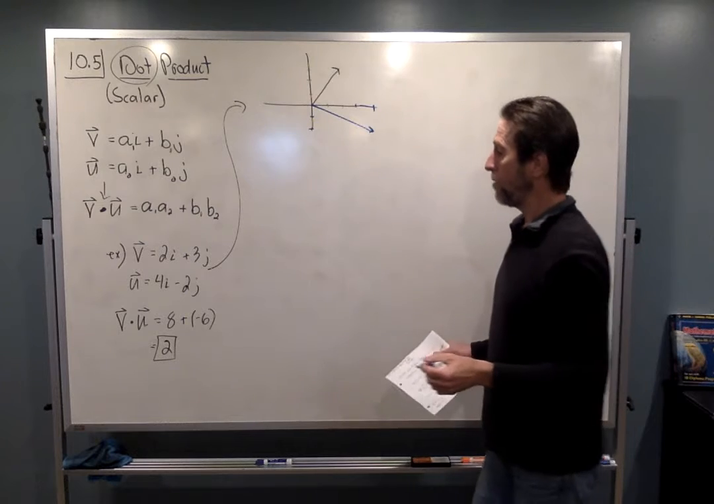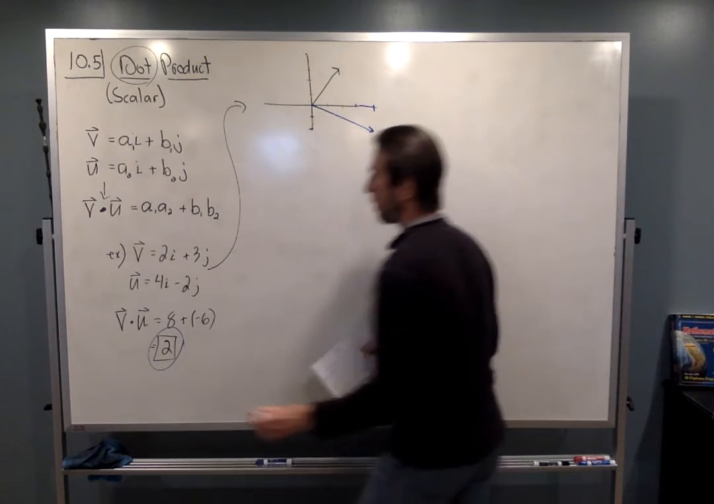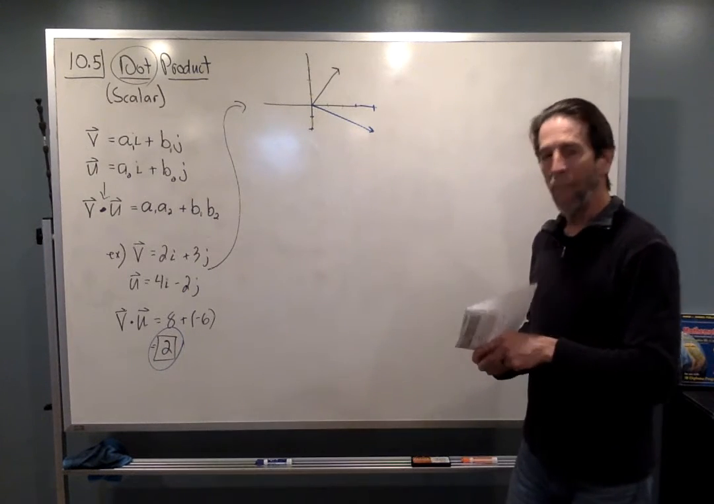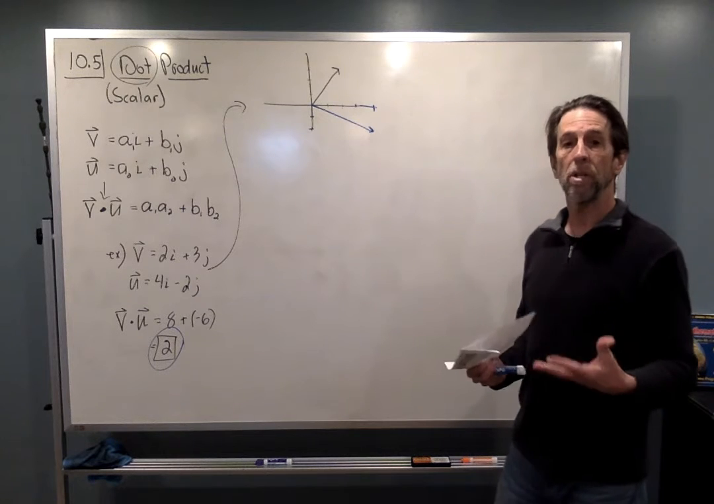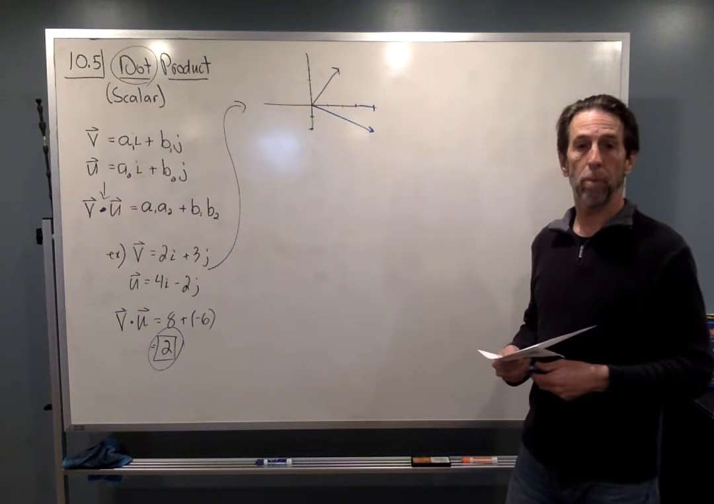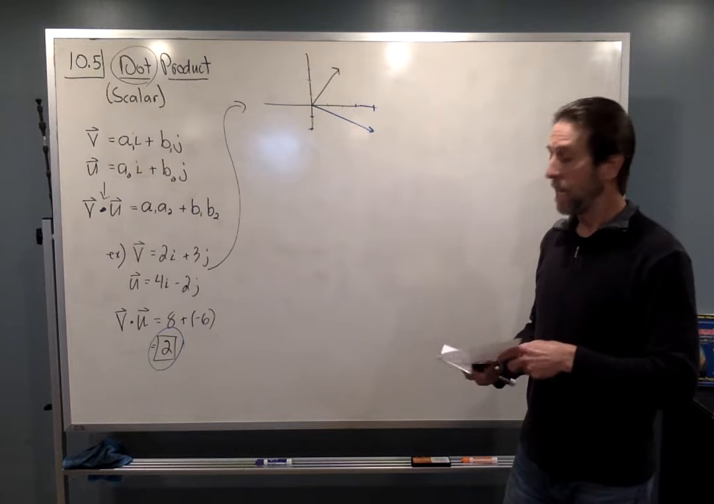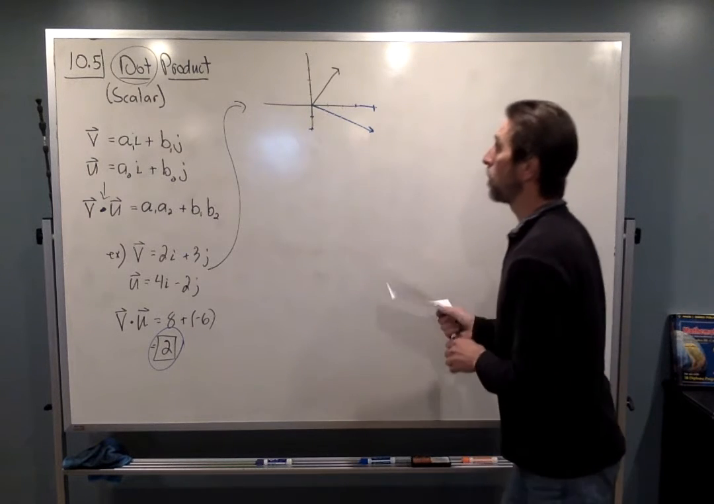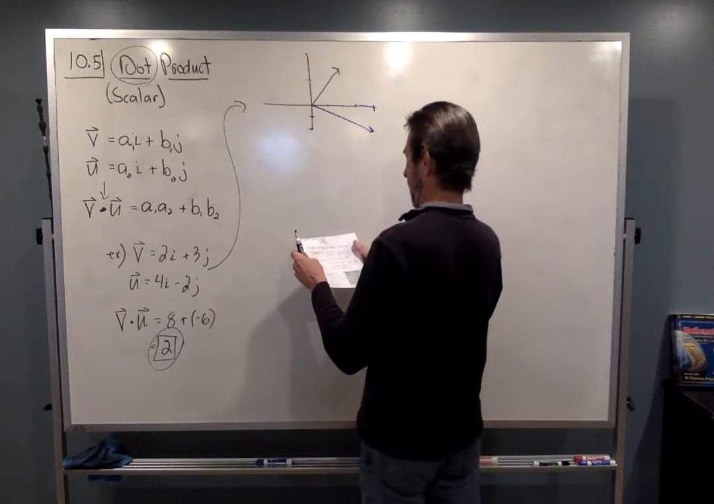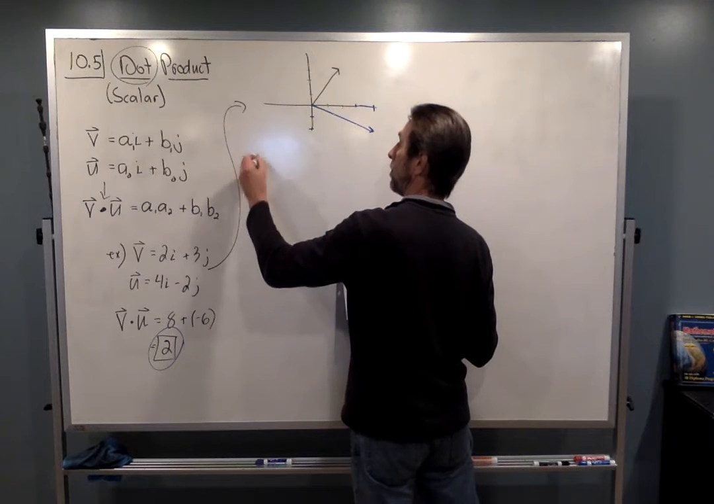Okay, so we have the dot product. That's 2. Well, one thing about the dot product is it is going to tell us whether or not the two vectors are perpendicular. All right, and if they're perpendicular, the dot product is 0.